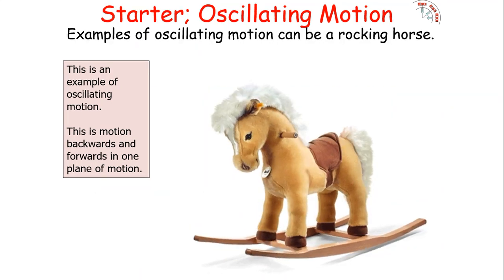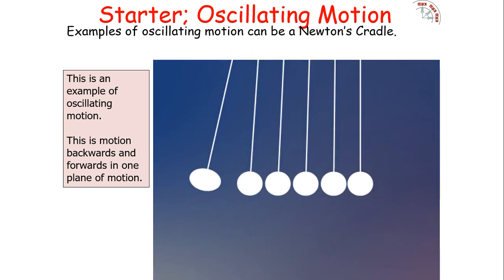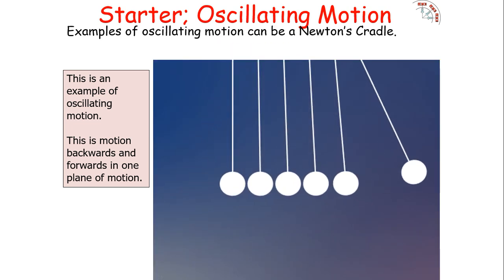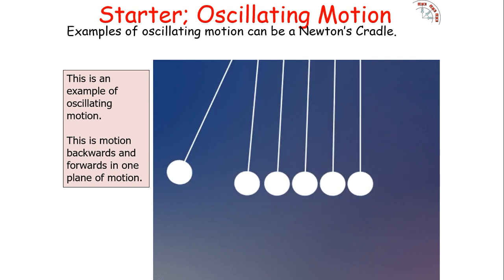The same can be true for a rocking horse. The rocking horse is going backwards and forwards in one plane of motion. The same for a grandfather clock. The pendulum in the grandfather clock is moving backwards and forwards in one plane of motion. The pendula in this Newton's cradle are moving backwards and forwards in one plane of motion.